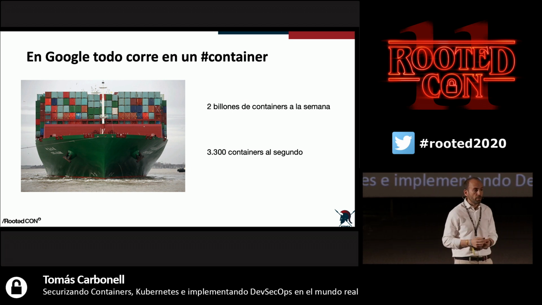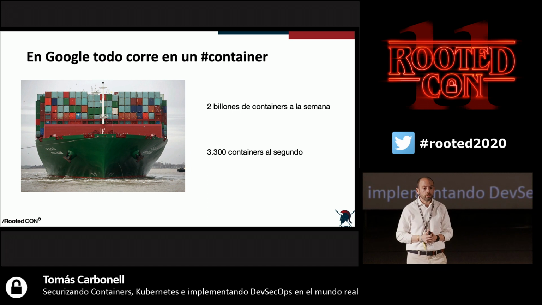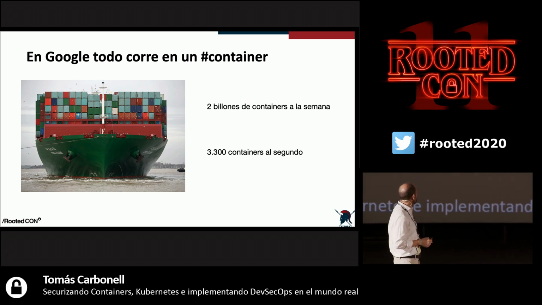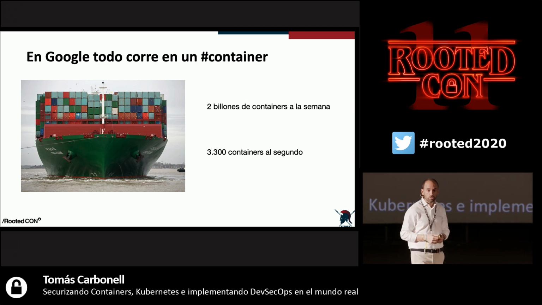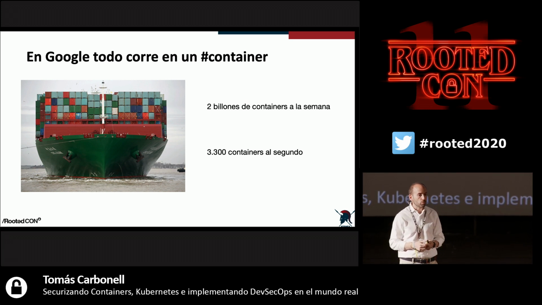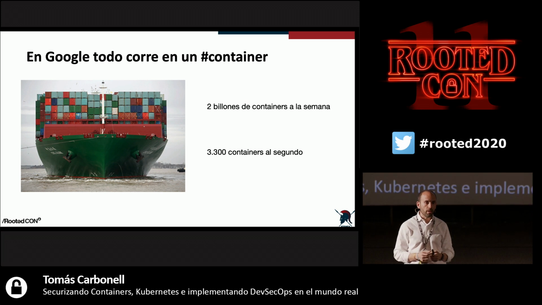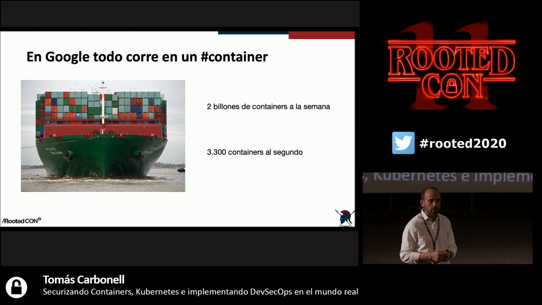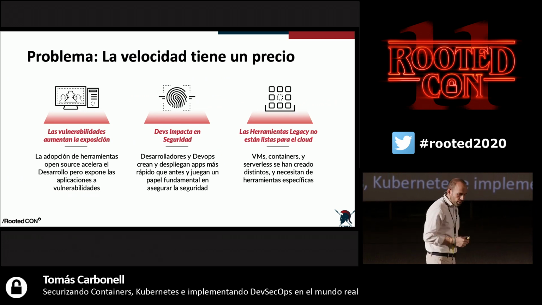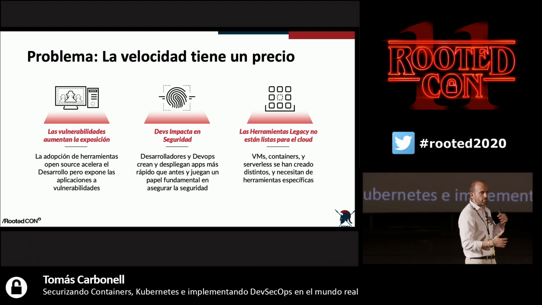Another example, Google. Google is running everything on containers. All the infrastructure migrated towards containers. We have here some data: Google has 2 billion containers per week, and if you break that down, that means 3,300 containers per second. That means Google is deploying lots of containers during the minutes I'm talking in front of you. That's fantastic, but speed means we have to pay the price.